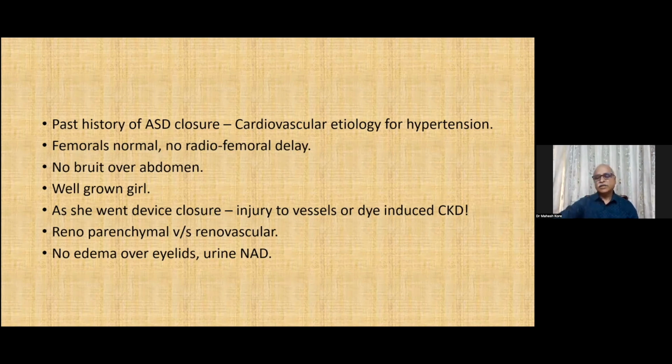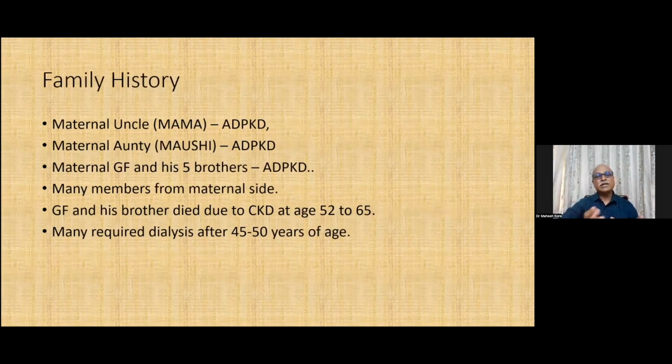To think of renovascular, but there was an interesting history that came to me, that family history is there. The maternal uncle, Mama, is suffering from autosomal dominant polycystic kidney disease. His maternal aunt, Mausi, is also suffering from autosomal dominant polycystic kidney disease. And 5 or 6 grandfathers from the maternal side had ADPKD. They all died, 6 of them, at the age of 52 to 65. It means there was a type 2 of that ADPKD because of later onset.